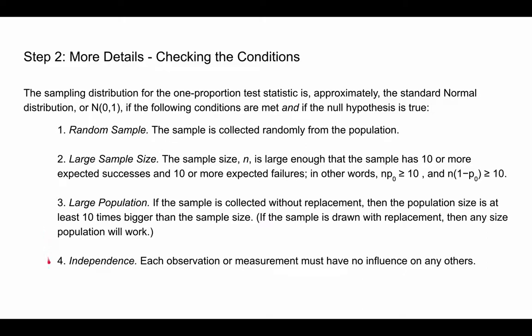And then condition 4 is independence. Each observation or measurement must have no influence on any of the others. This is actually one of the ones where you often just have to make the assumption that it's independent. So when I said state any assumptions you make, a lot of times for this one you have to make an assumption that this is true. Okay, so as I said, we'll see in another video an example where we actually check these things.